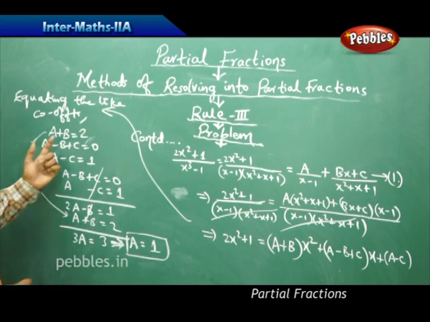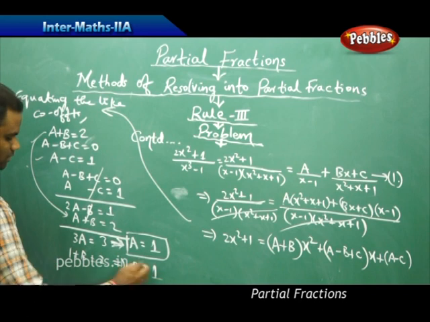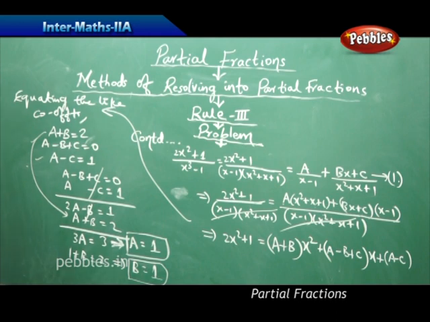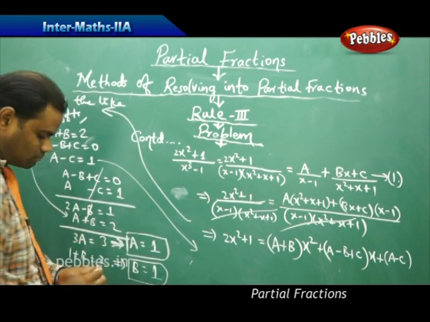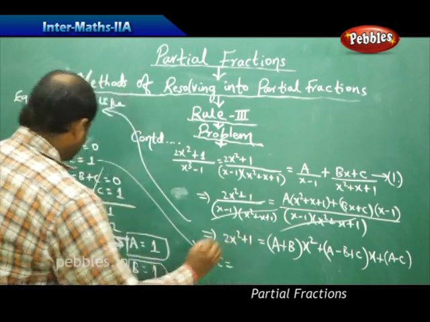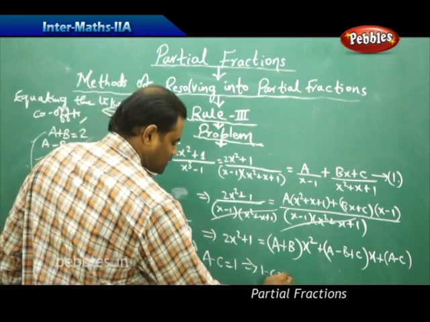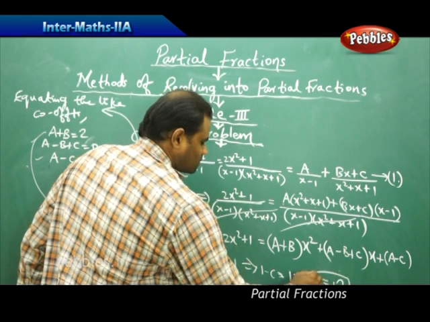So when A is 1, substituted in A + B = 2, that is 1 + B = 2, implies B is equal to 1. So I got the values of A and B, which substituted in either this equation or this equation gives me the value of C. So I take the equation A − C = 1, which with A = 1 gives me 1 − C = 1, such that this gives me C = 0.